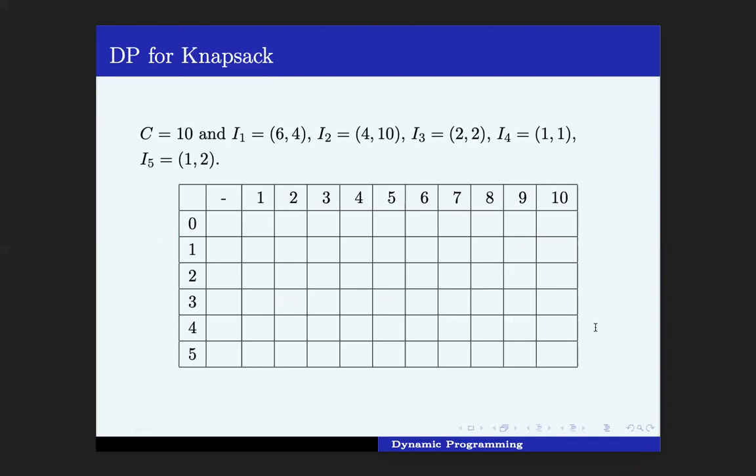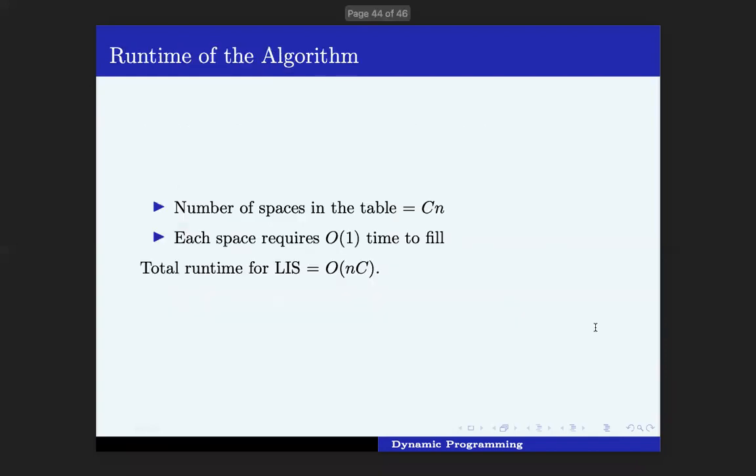I'm not going over this whole thing. The total number of spaces is order nC. Each entry requires constant time to fill. There are a lot of mistakes in this slide. So the total runtime of knapsack is order nC. It's not LIS, it's knapsack.